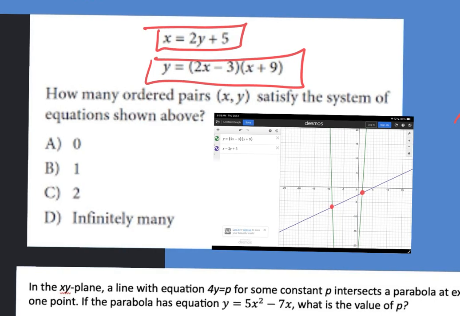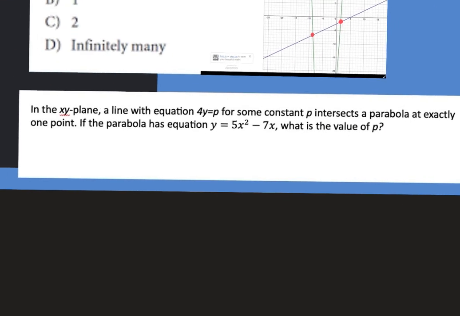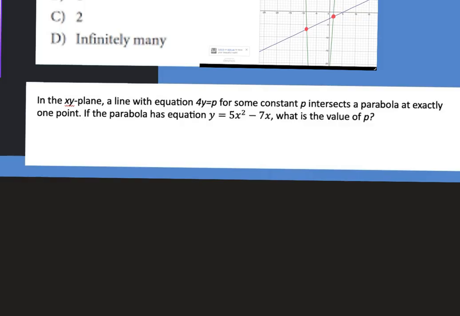Questions on that one? Okay, this last one is a little bit more of a trick on Desmos. It says, in the xy plane, a line with the equation 4y equals p for some constant p intersects a parabola at exactly 1 point.